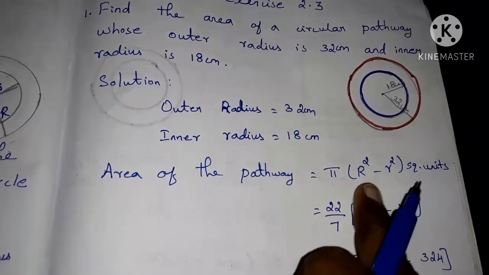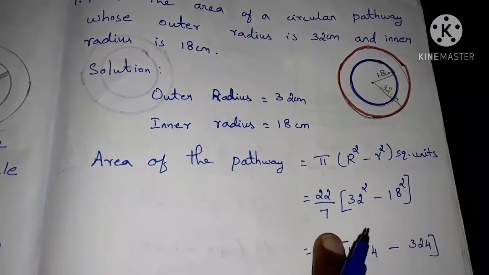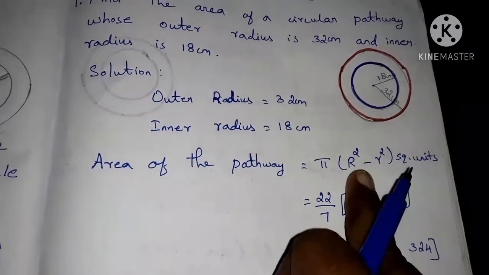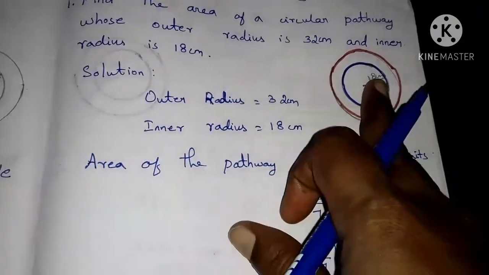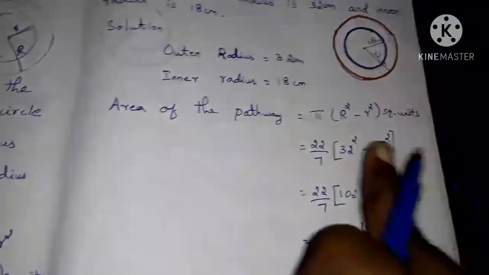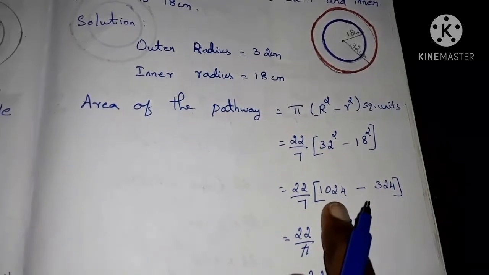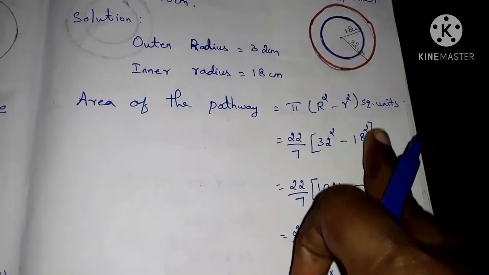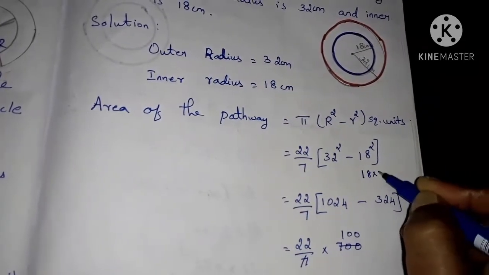So pi times capital R squared minus small r squared. We know the pi value is 22 by 7. Capital R is 32, so 32 squared minus small r, which is 18, squared. 32 squared means 32 into 32. When we multiply, we get 1024. 18 squared means we multiply 18 into 18.